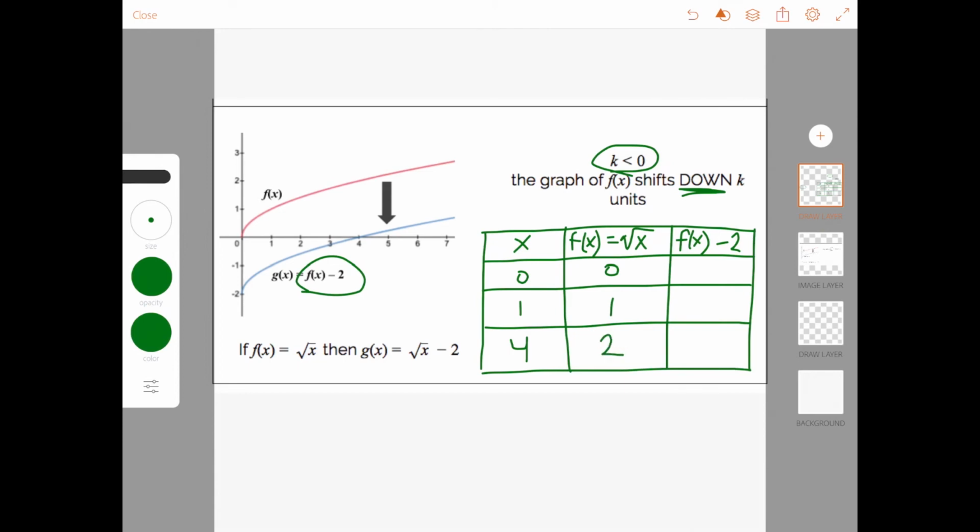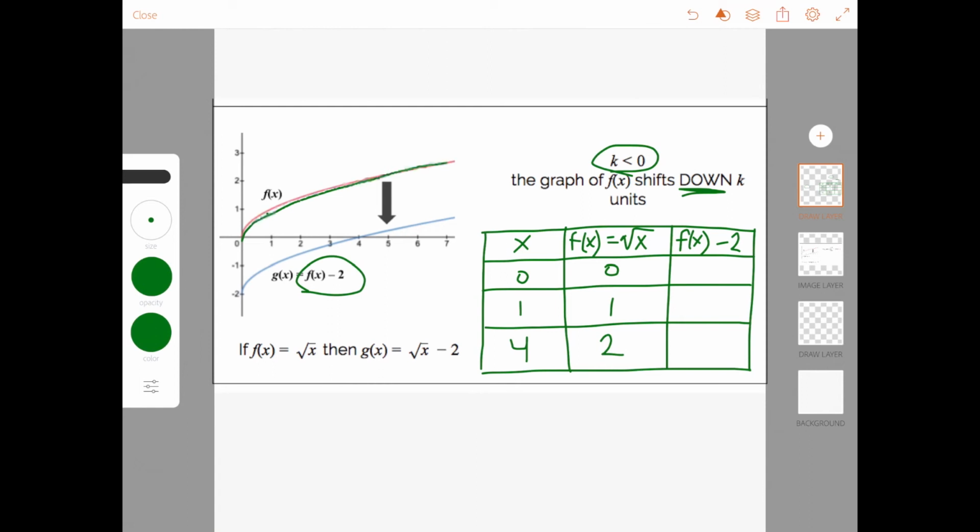And now, just as we did in the first example, I'm going to plot those points. So 0, 0, 1, 1, and 4, 2. And that's our top graph. So I'm going to trace that. And now we can move over to our outputs for our transformed graph. So f of x minus 2.